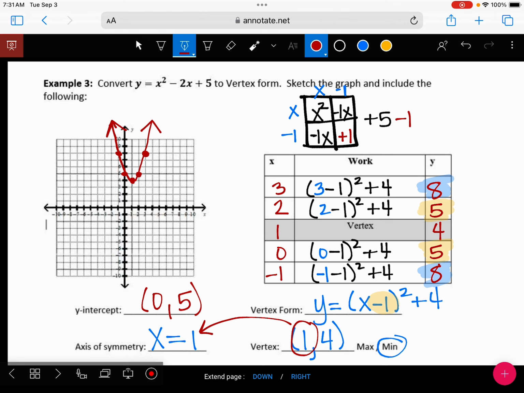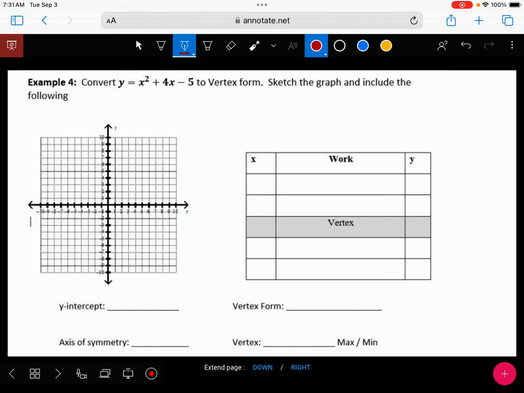All right, did we forget how to do it? Is it coming back a little bit? All right, let's do our last question. Let's go to example 4. Go ahead, take a few minutes. Rewrite that in vertex form.